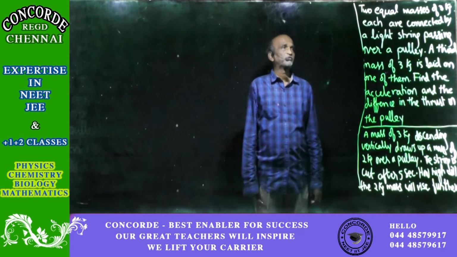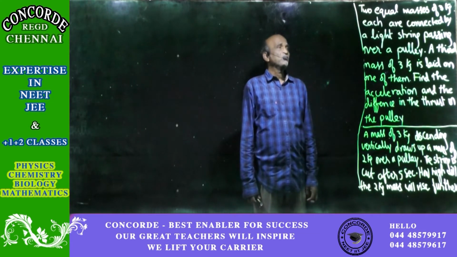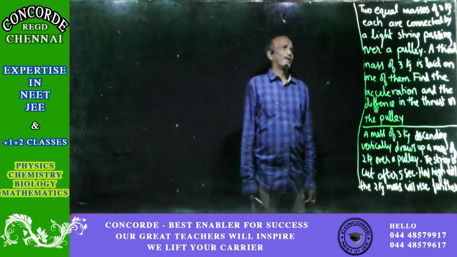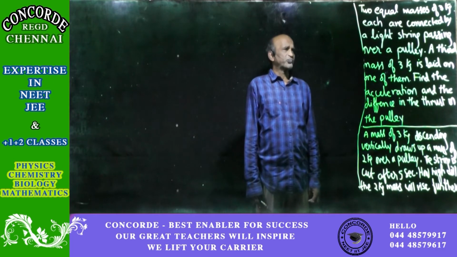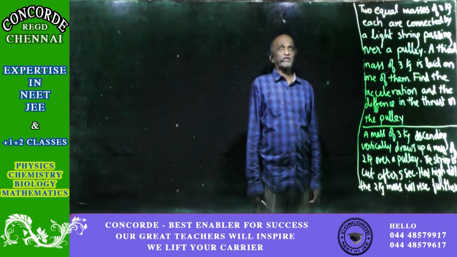We have now got the next question. Two equal masses of 3 kg are connected by a light string which is passing over a pulley. A third mass of 3 kg is laid on one of them. Find the acceleration and the difference in the thrust on the pulley. So it is a very simple question.